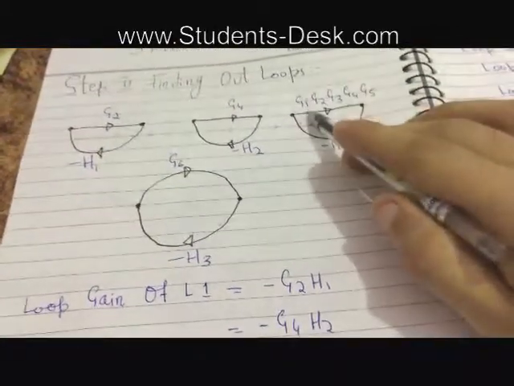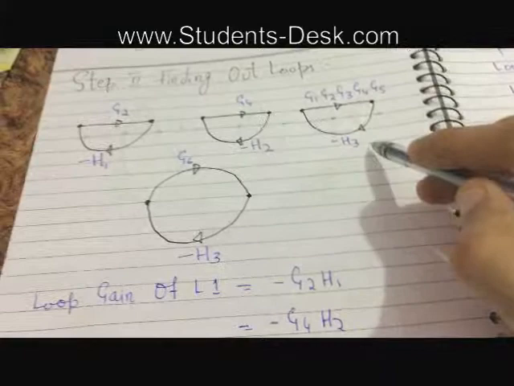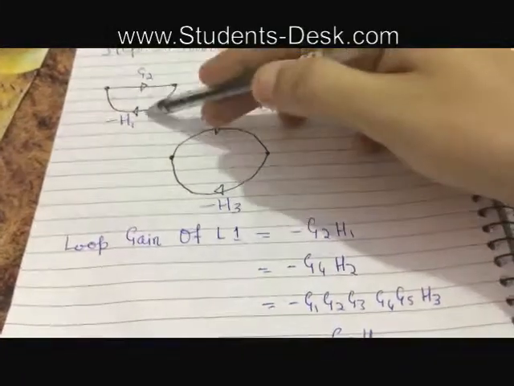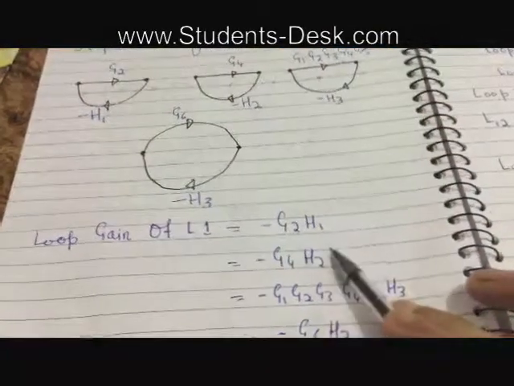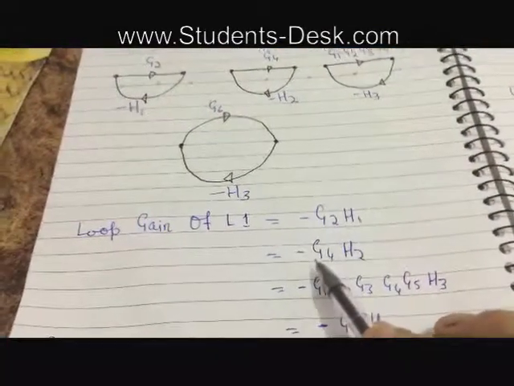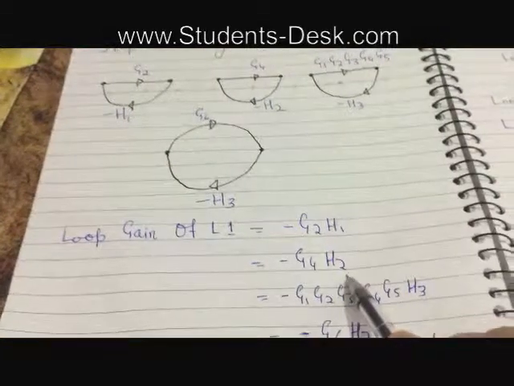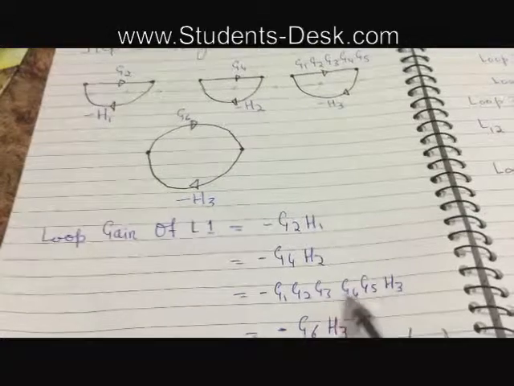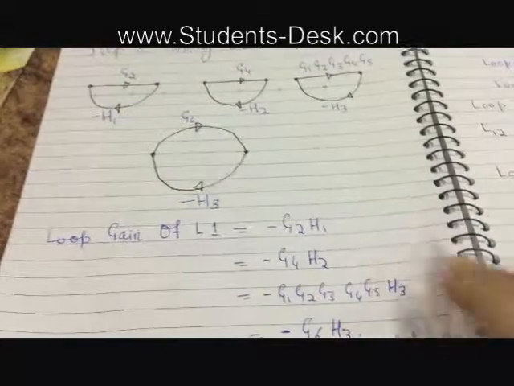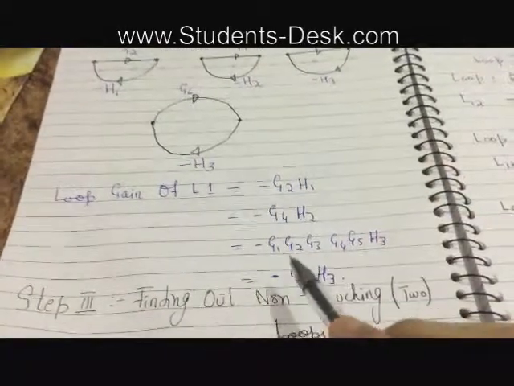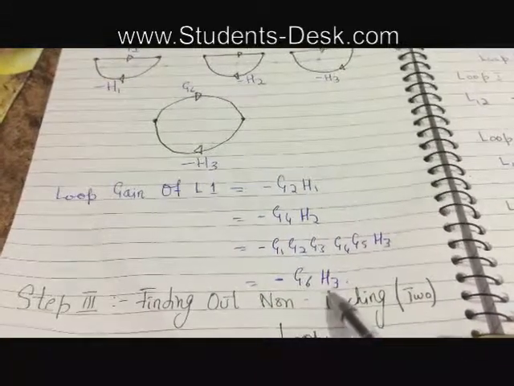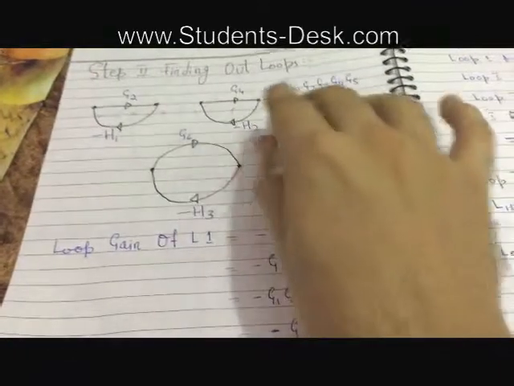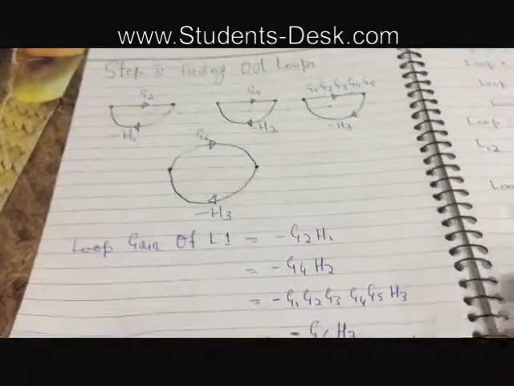Now we have to find the loop gain of each loop individually. The loop gain of loop 1 is G2 into H1 with a negative sign, so minus G2 H1. The loop gain of loop 2 is minus G4 H2, the loop gain of loop 3 is minus G1, G2, G3, G4, G5, and H3, and the loop gain of loop 4 is minus G6 H3. So step 2 is completed. You have to find the loops and then the loop gain of each loop.